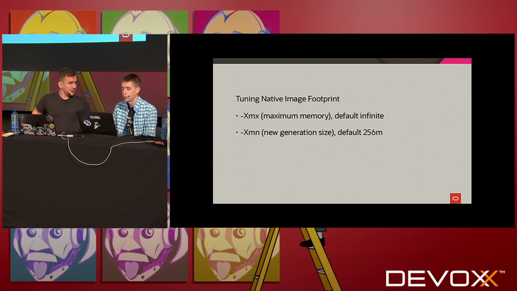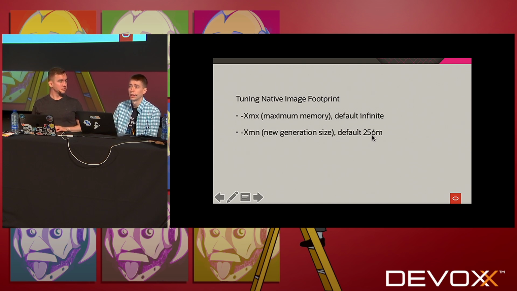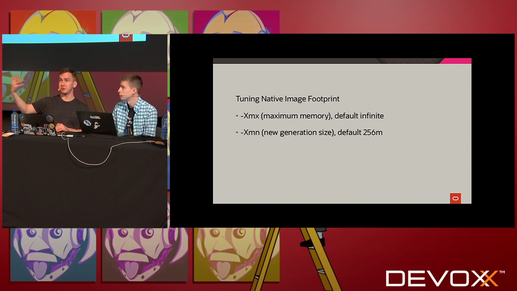Right. Yeah. And so the default value for max memory is currently infinite, so it tries to allocate as much as there is available, and the new generation size is defaulting to 256 megabytes. Both of these values are not ideal if you want to tune for low footprint. Yes. So if you just start the native image of your application, you measure the memory and you apply load, and your application generates data again and again and again, it will just consume all the memory.